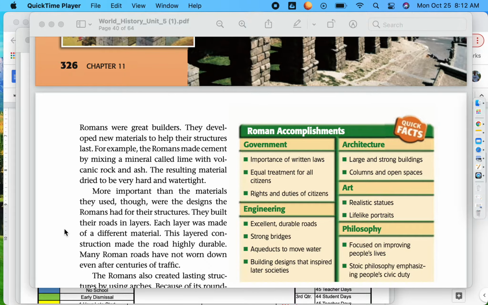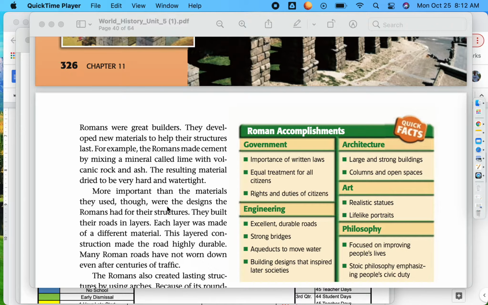Okay? And one of the great things that they had that allowed them to build these huge structures was this new type of concrete or cement that they made, mixing mineral like lime with volcanic rock and ash. And because of this mixture of these materials, it made a much harder material when it dried, and most importantly, it was also watertight. So they could actually put this material down in the water, down into rivers, so they could cross rivers with bridges and things like that. And it allowed for them to build bigger and build stronger, which is a big deal for anybody.